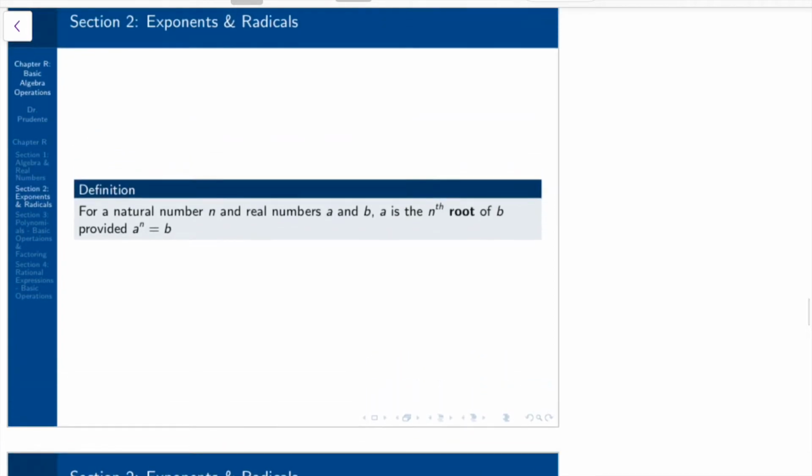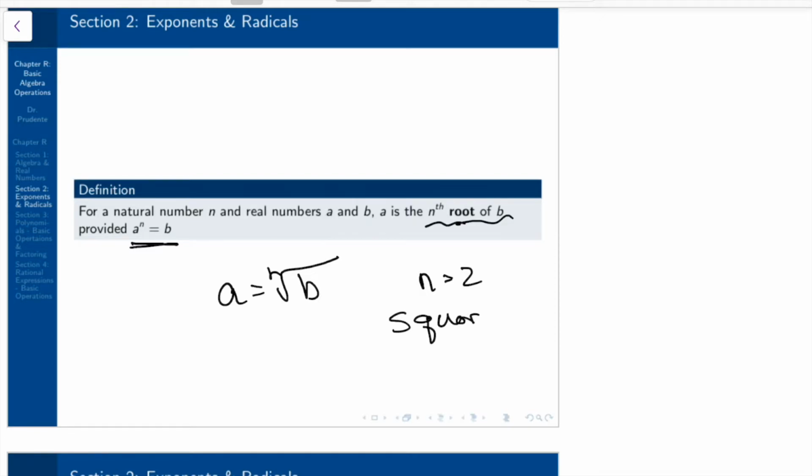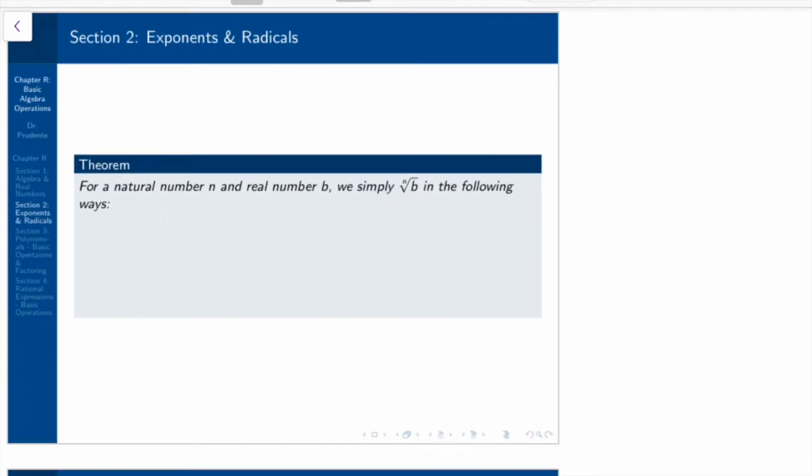One thing that's important to talk about when we deal with exponents and radicals is nth roots. If a to the n can be written as a number b, then we say a is the nth root of b. Typically, if n equals 2, we call this the square root. And when we deal with roots, there are a few things we want to talk about.